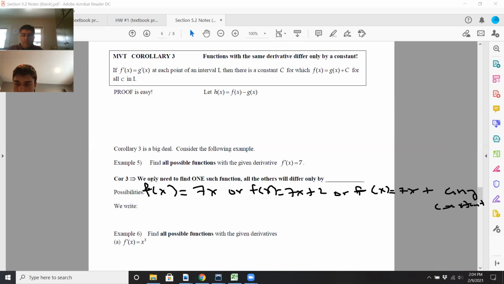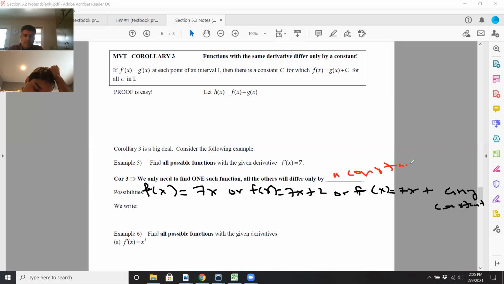Because if I take the derivative of 7x, I get 7. If I take the derivative of 7x plus 2, it's 7. If I take the derivative of 7x plus any constant, it's still 7. So they only differ by a constant. So to find all possible functions where the given derivative is f prime of x equals 7, you only really need to find just one such function, because all others just differ by a constant.